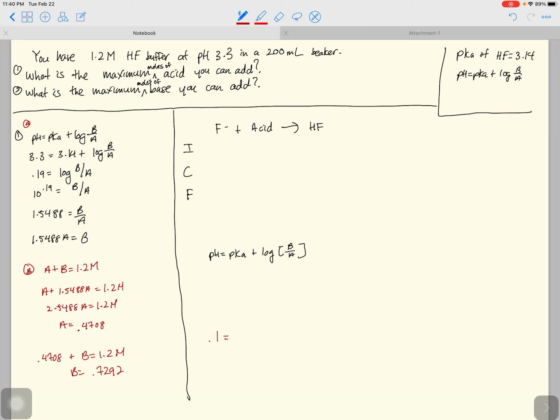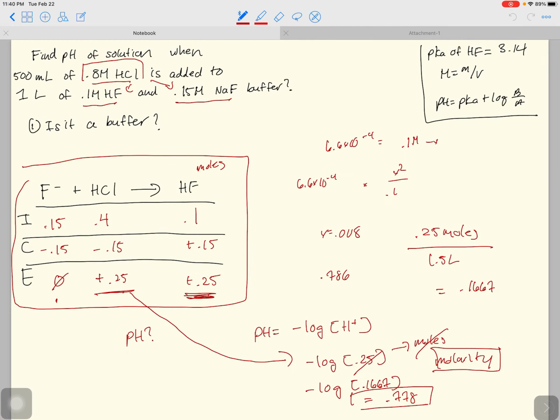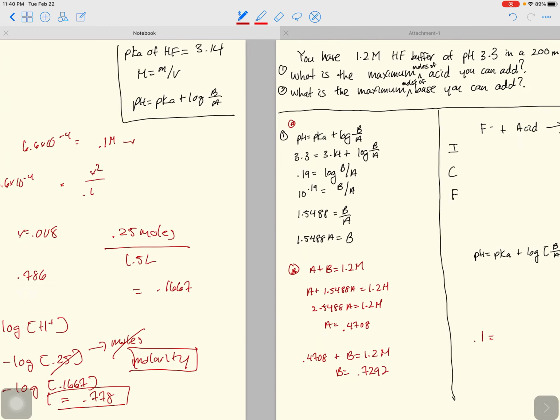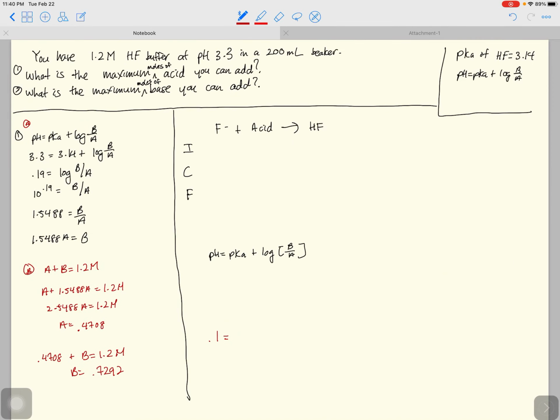You notice the difference between this problem and the last video's problem? In the last video's problem, I told you the concentration of the weak acid and the weak conjugate base. But here, I don't give you the concentration. So then how can you find the concentration of the buffer?